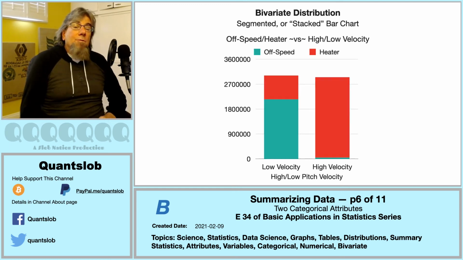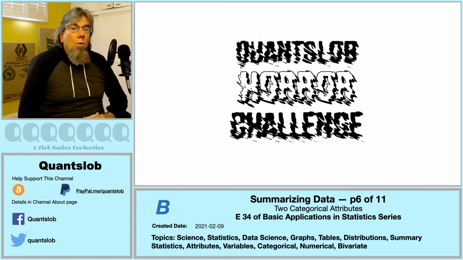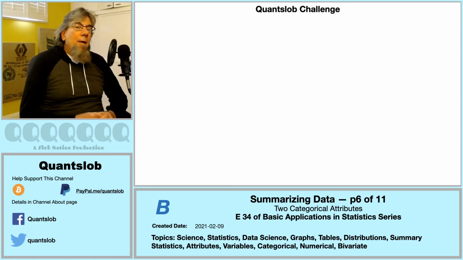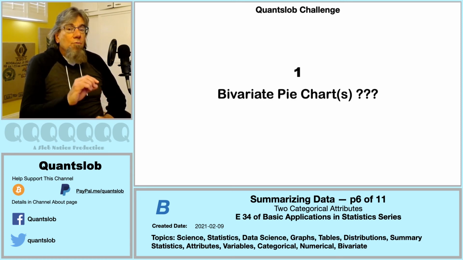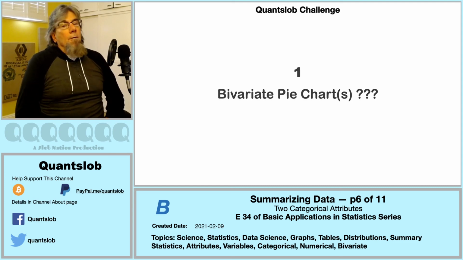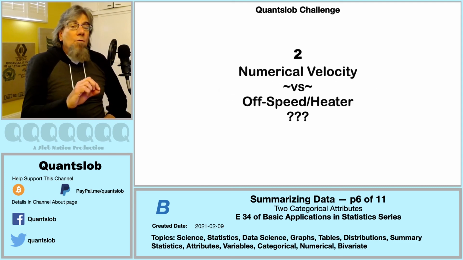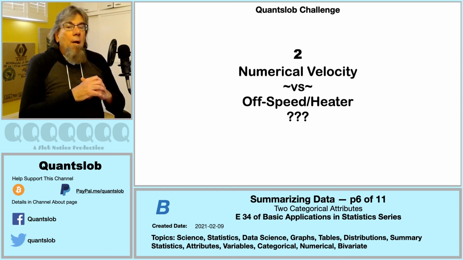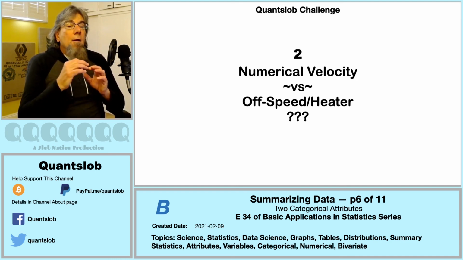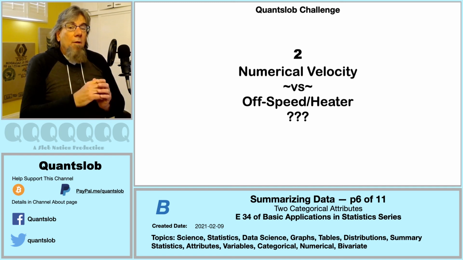Okay, before we close out, now it's time for our QuantSlob Horror Challenge. It's a two-parter. Using our imagination, how might we use pie charts to show a bivariate distribution between two categorical attributes? Second part. Our high-low velocity categorical attribute was created from a numerical attribute, pitch start speed. So question, how might we convey the relationship between the off-speed heater categorical attribute we created and the original numerical pitch velocity attribute?